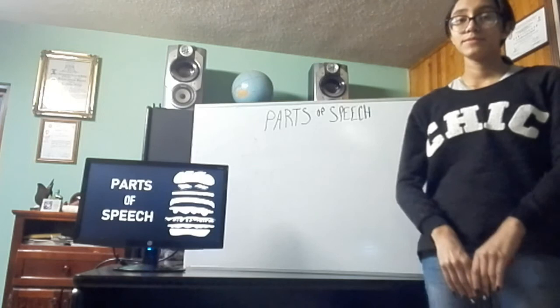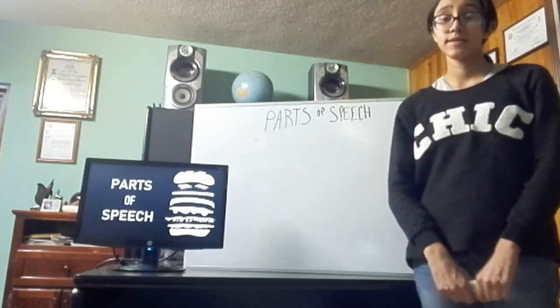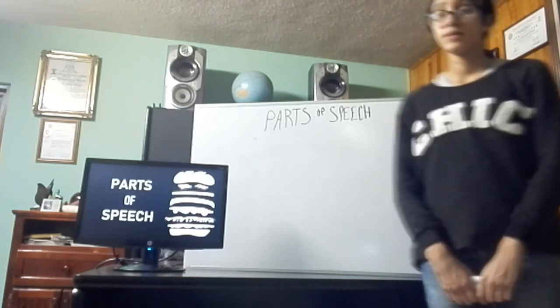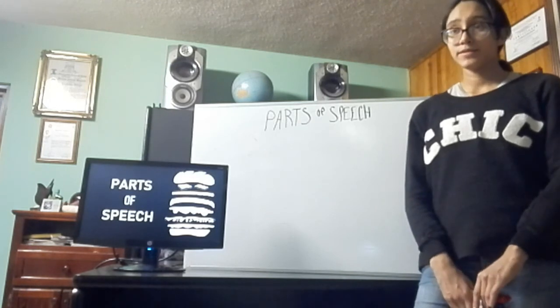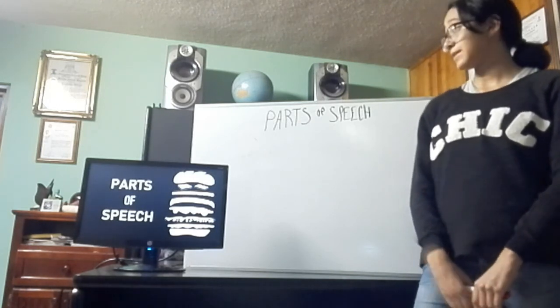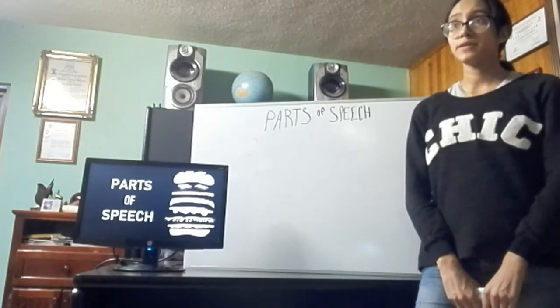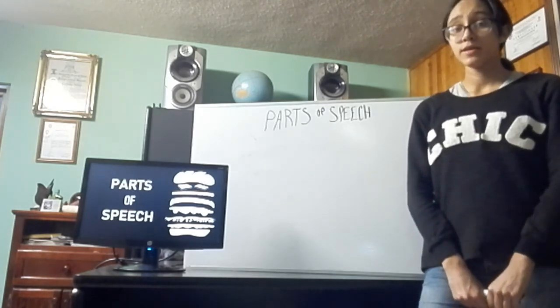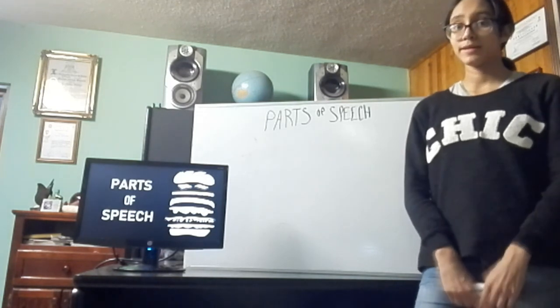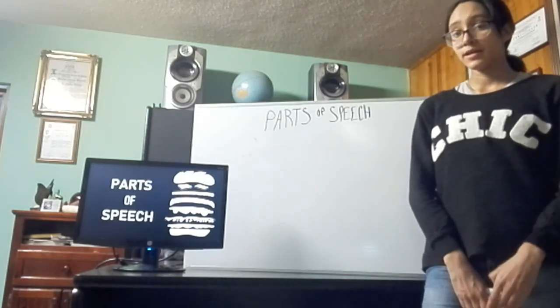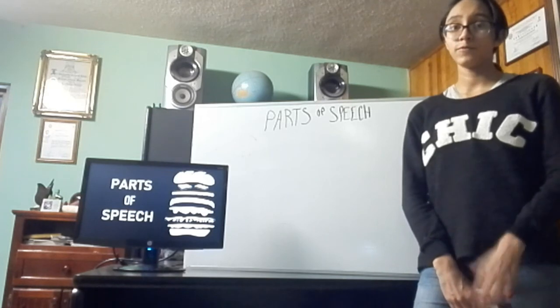The word is the smallest part of a sentence that has a meaning. Words can be divided into 9 parts that are considered the parts of speech. Words can be categorized by their function or their use. Now we're going to see how we can categorize each of them and how they can work to form a full sentence.